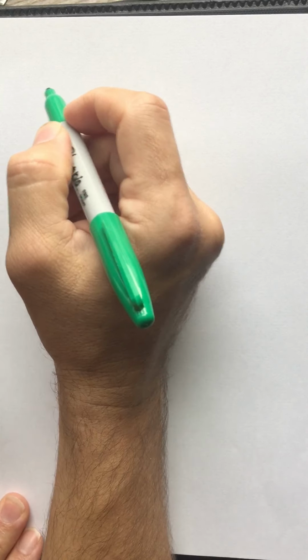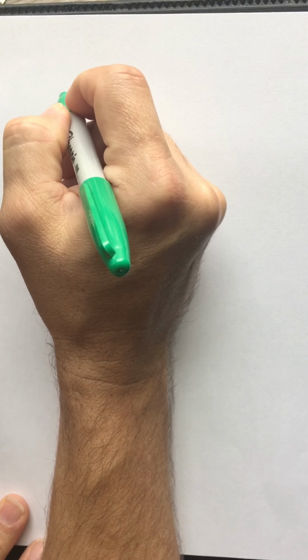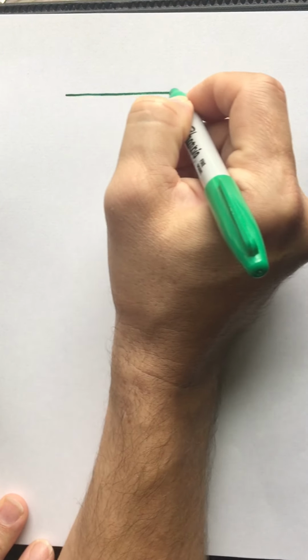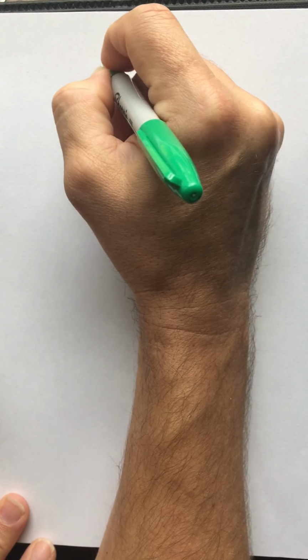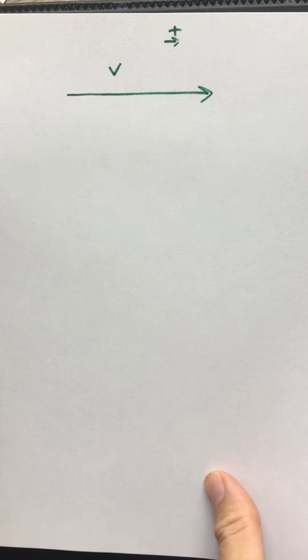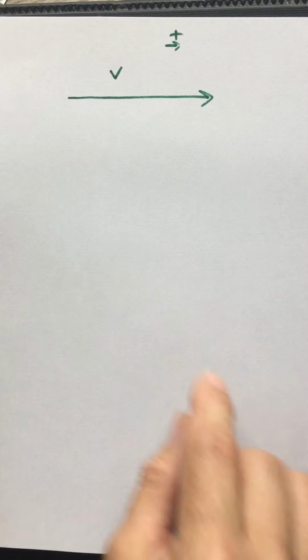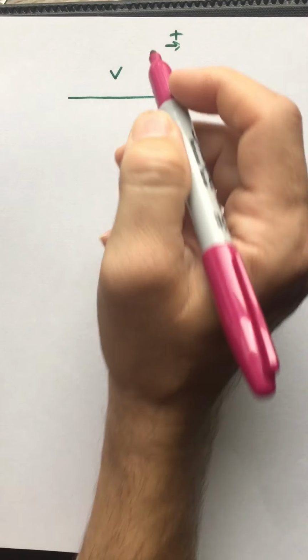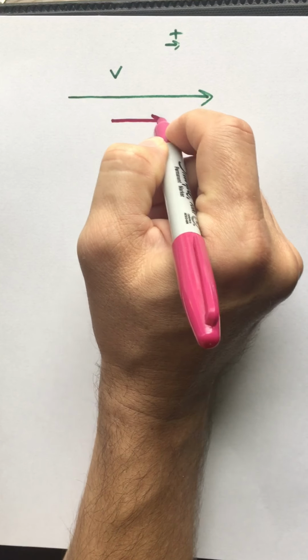So let's just take a test case here. Let's say that I have an object which has a velocity which looks like this. We'll assume that I've defined the positive sense to be to the right. So I have an object with a positive velocity, and I'm going to apply to this object a positive acceleration.